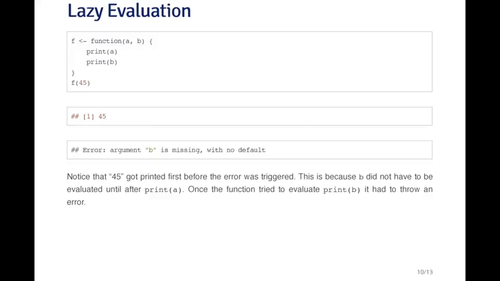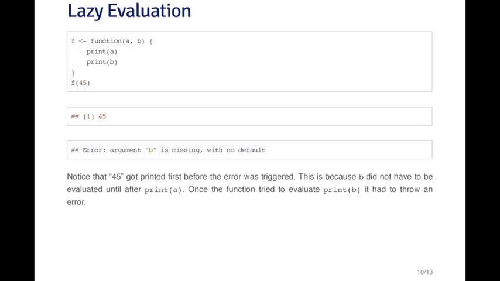Here's another example of a function that's only slightly more complicated than the previous one. This is another function that takes arguments a and b, but now what the function does is it prints out a and it prints out b. And so when I call f of 45, look what happens. I get an error that says in print b, argument b is missing.